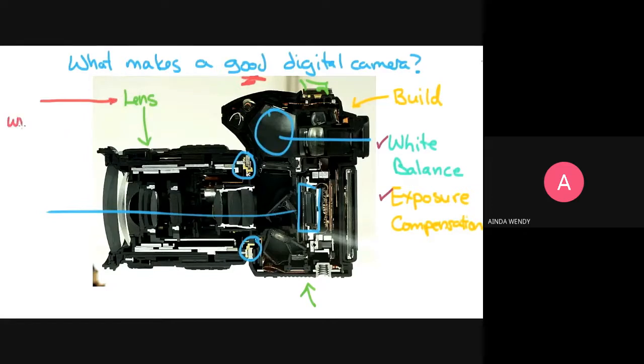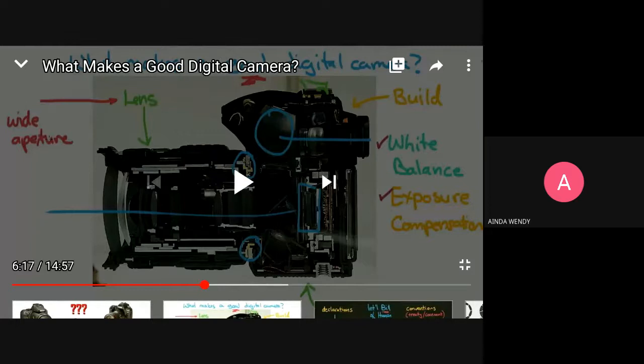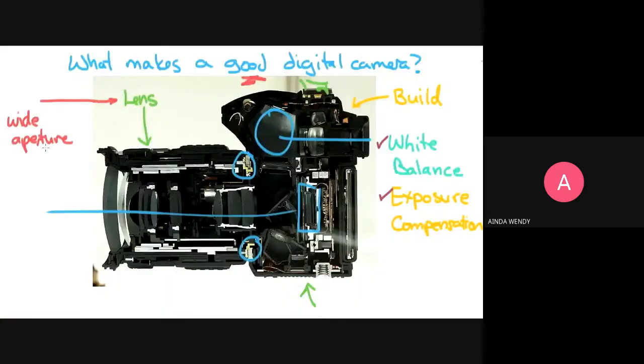So that is how to know the lens is good. It must have a wide aperture. Wide aperture. Sorry, been a photographer for so long and I still never spell aperture correctly.